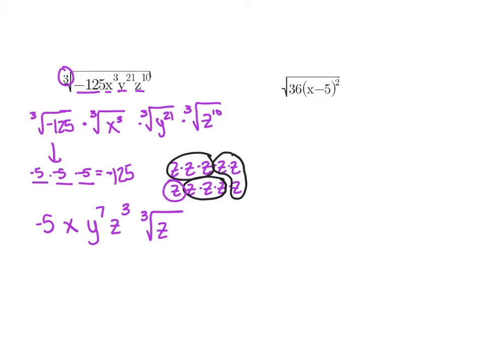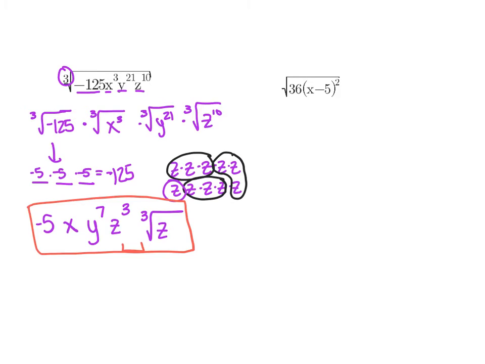Okay, and of course, do not forget to put your index. And also make sure that you leave spacing in between the last factor and the radical. We don't want to bunch everything up. There should be plenty of space on your work. So our final answer is -5, x to the 1st, y to the 7th, z cubed, times the cube root of z.